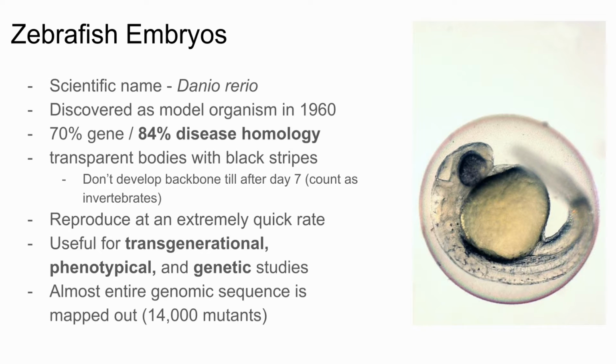In 2001, the Sanger Institute began the Zebrafish Genomic Sequencing Project. The entire sequence is almost complete, still being updated today. 14,000 genes have been mutated to study their function.